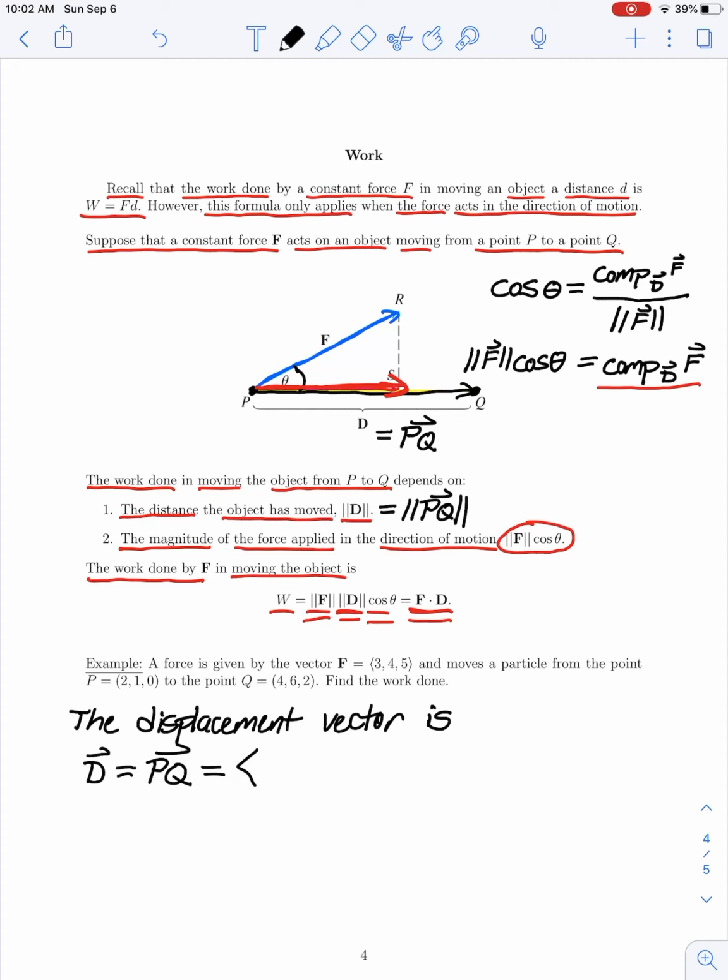So we know how to find the components of such a vector. We would take the difference in the x-coordinates for my terminal and initial point, so we would have 4 minus 2. For the second component, we would take the difference in the y-coordinates for my terminal and initial point, 6 minus 1. And for the third component, we would have the difference in our z-coordinates. So here, our displacement vector is the vector 2, 5, 2.